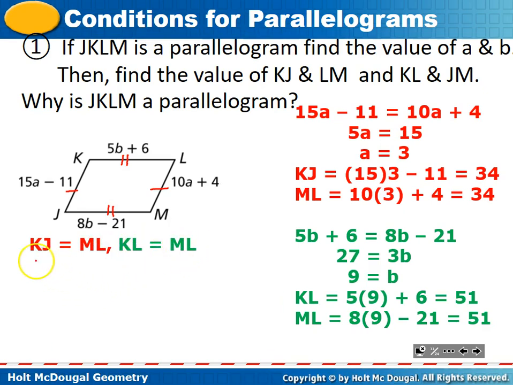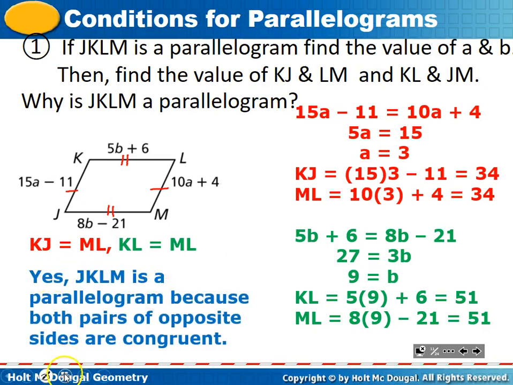Now, what we need to do is we have to have this statement on our paper, and then we can say that quadrilateral JKLM is a parallelogram because both pairs of opposite sides are congruent.